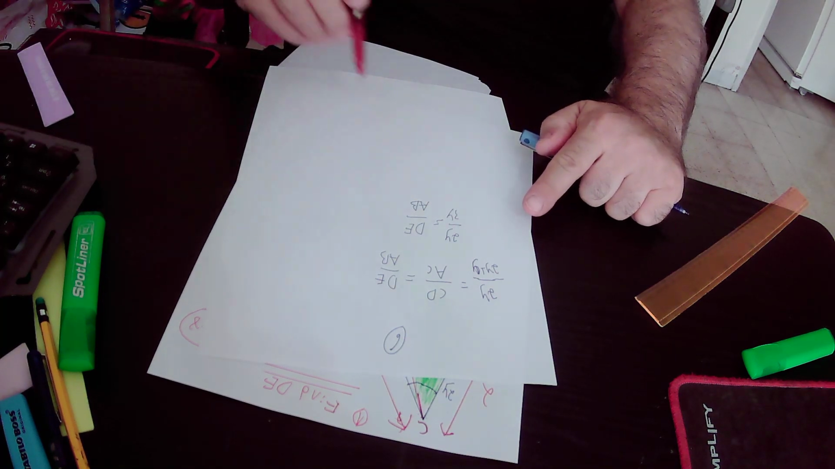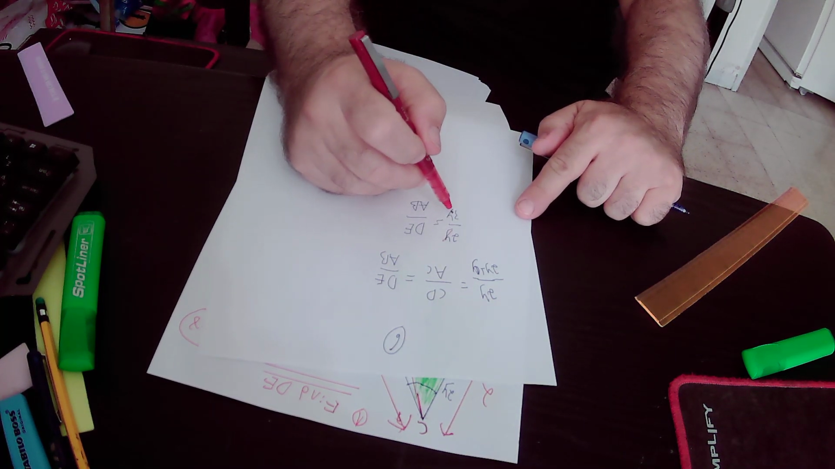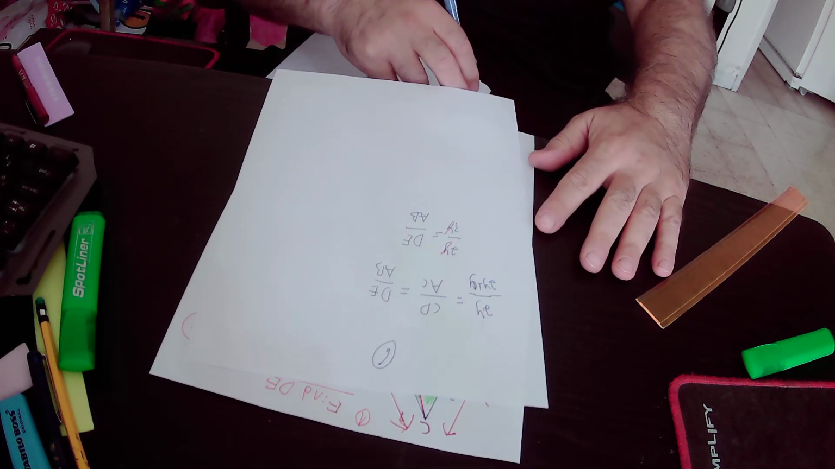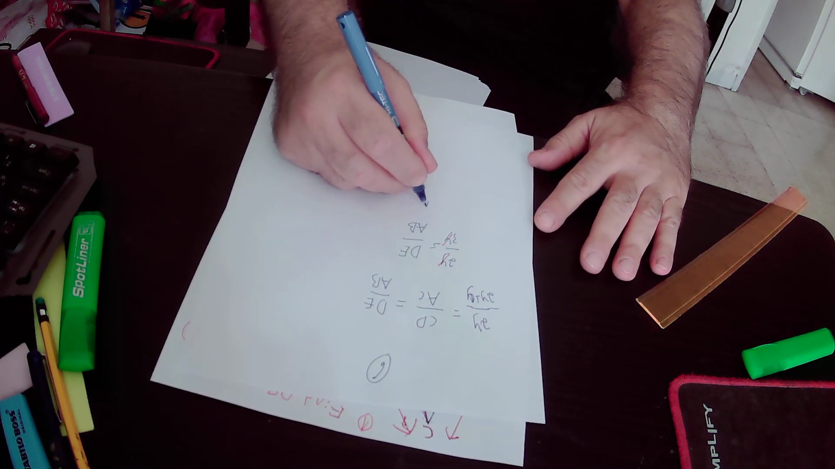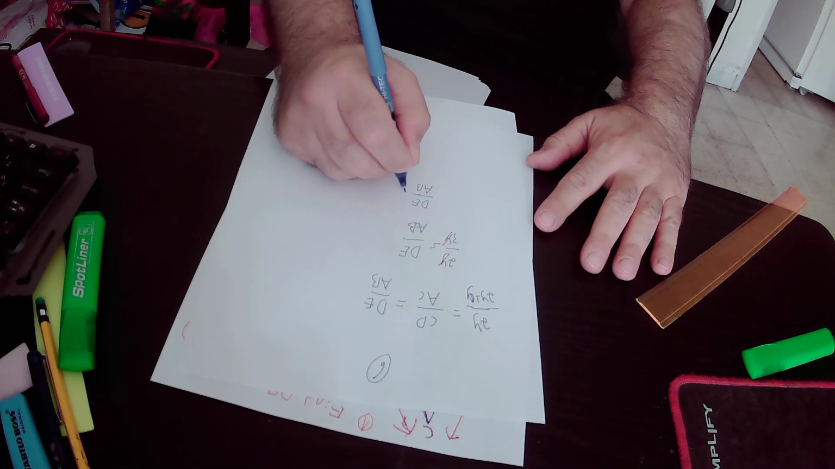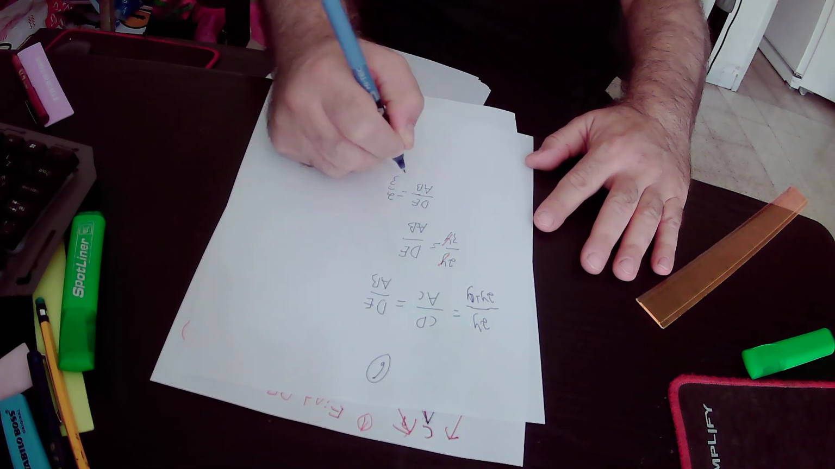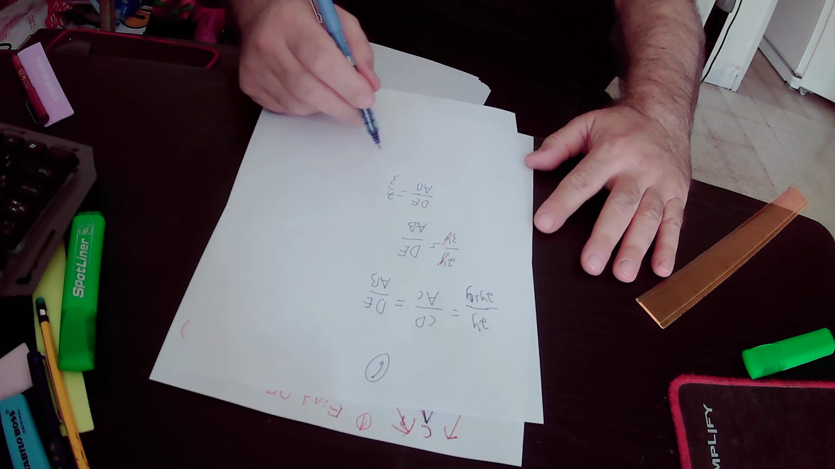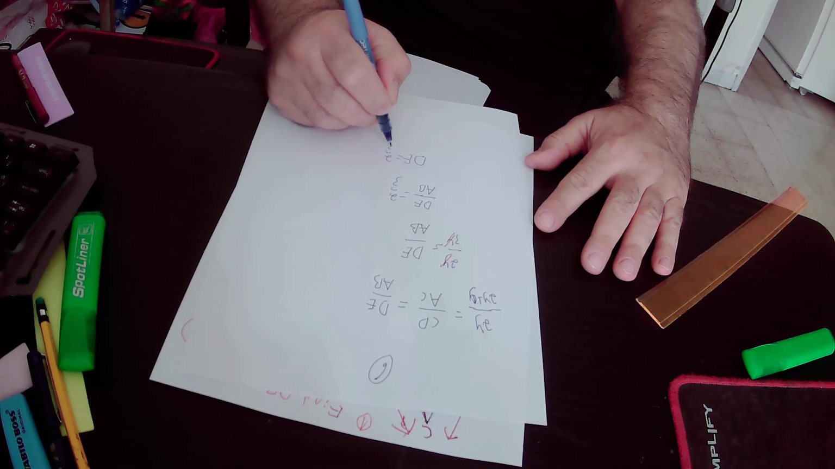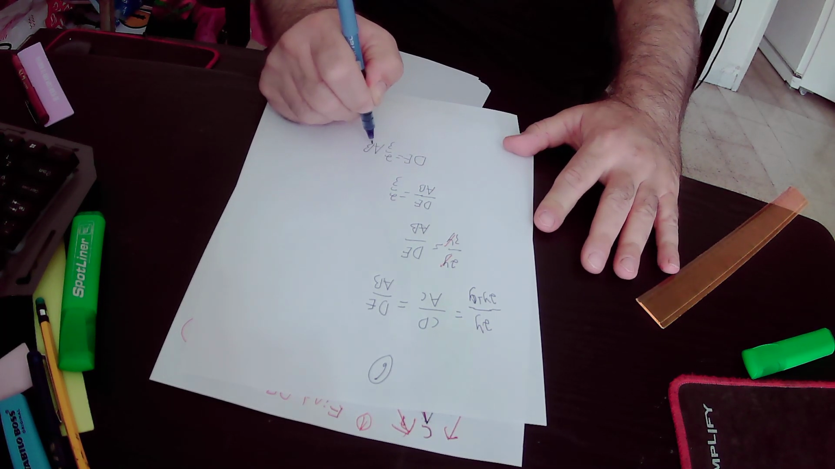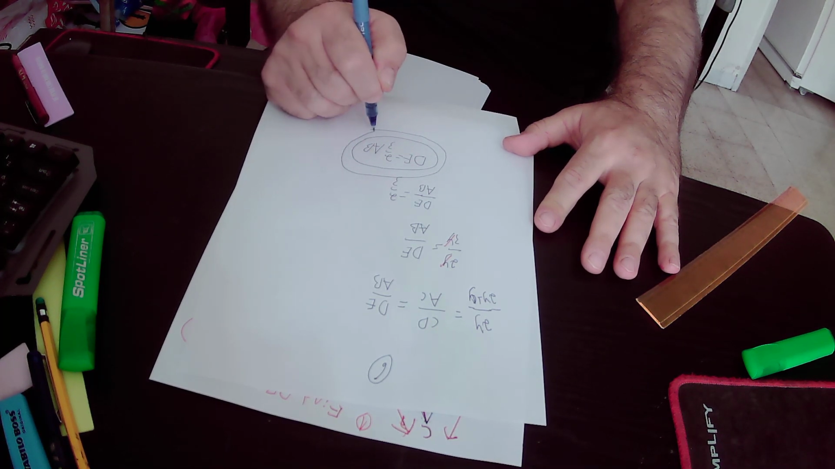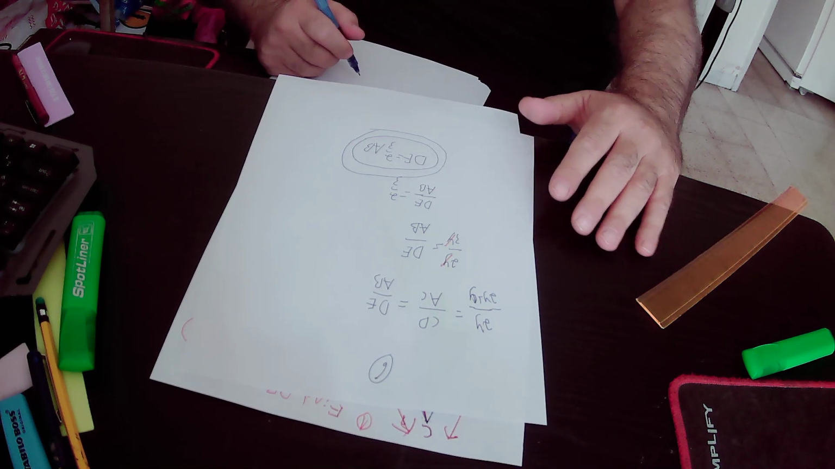Here y over y is 1, so y gets cancelled, and what is left after y gets cancelled? We are left with DE over AB equals 2 over 3. Now we multiply this equality by AB, and we get that DE equals 2/3 AB. So we found out that DE equals 2/3 AB.